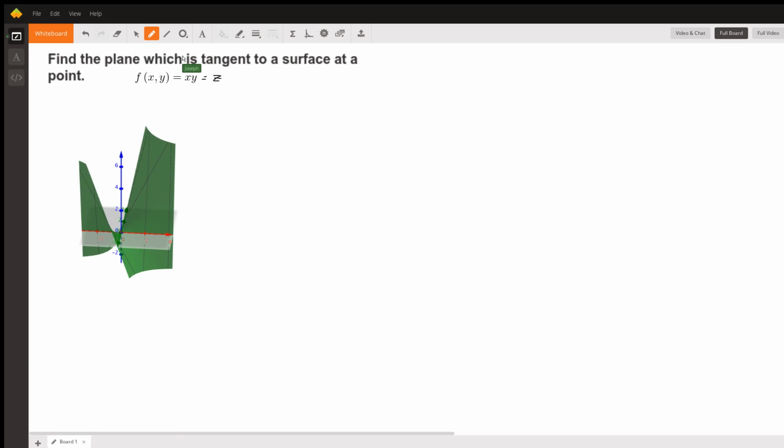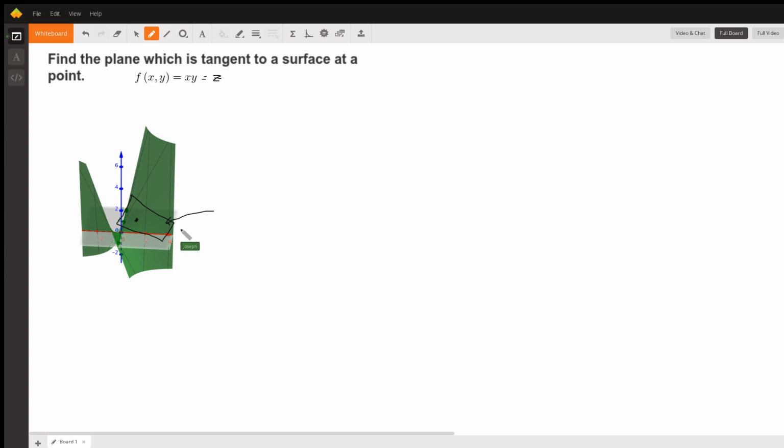And what we're going to do is we're going to just pick a likely point, and then we're going to try and figure out, well, what plane will travel through that point that's already on that surface and will be what we call tangent to the surface. So that's what I'm going to show you. I'm going to show you how to find what that plane will look like.